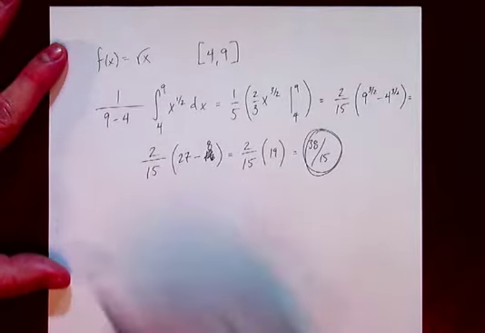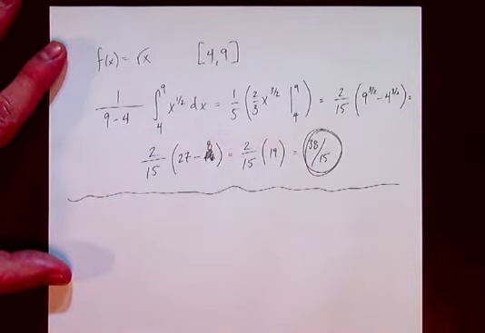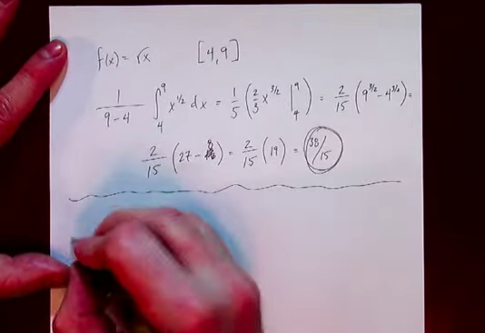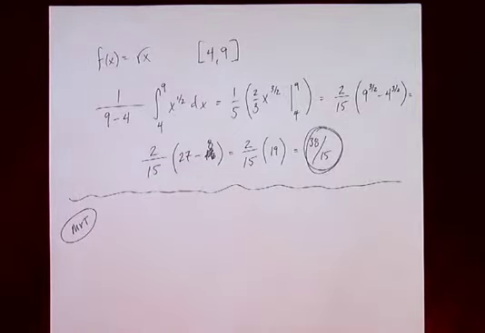And if that was all I asked, if I only asked you for the average function value, you would stop there. But let's say I ask you if the mean value theorem of integrals applies. Well, remember that, just like the original mean value theorem, there is one condition that needs to be satisfied: the function needs to be continuous on the interval. That much we've already confirmed. It's a radical function. It's continuous on its whole domain, which is 0 to infinity, and 4 to 9 certainly falls within that.